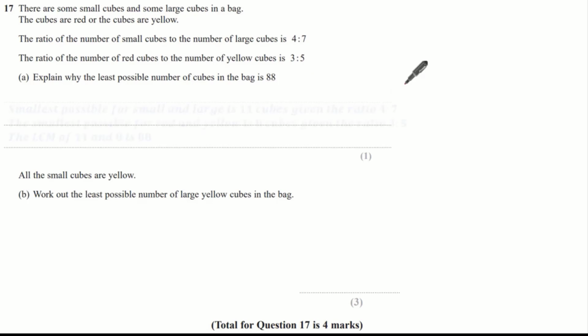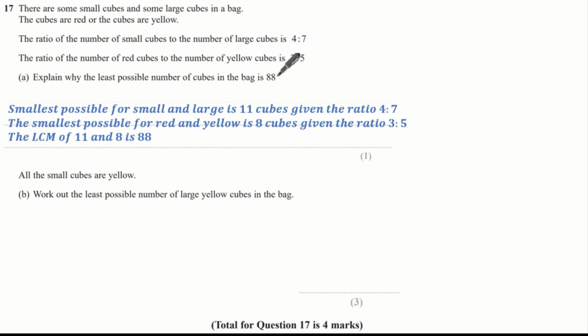Well, with this type of question, it's important to look at one sentence at a time. So, starting with this ratio here, we know the ratio of the number of small cubes to large cubes is 4 to 7, and this is in its simplified form. So, the smallest possible number for large and small cubes is 11, given the ratio of 4 to 7, because it's the sum of 4 and 7. Now, the ratio of red cubes to yellow cubes is in the ratio of 3 to 5. This again is in its simplest form. So, the smallest possible number for red and yellow cubes is 8, which is the sum of 3 and 5. That means the lowest common multiple of 11 and 8 is our 88.